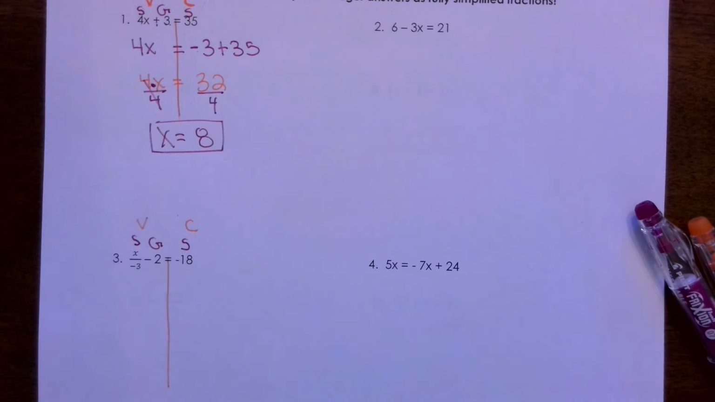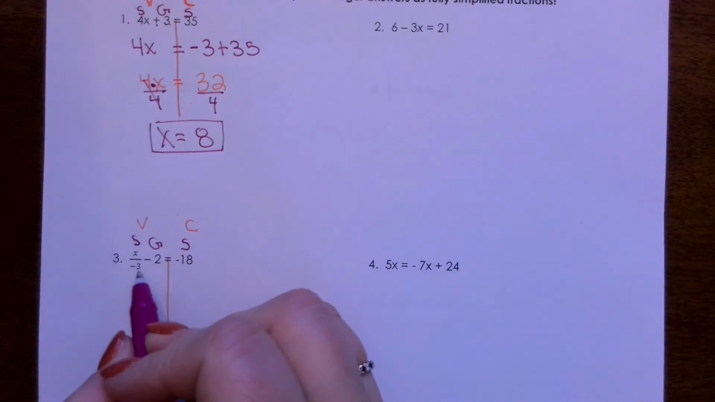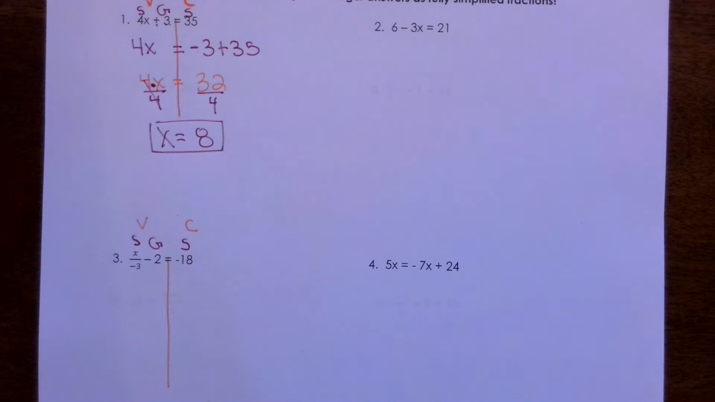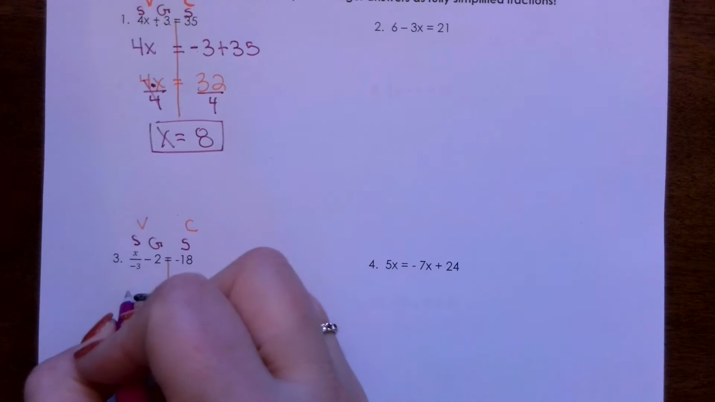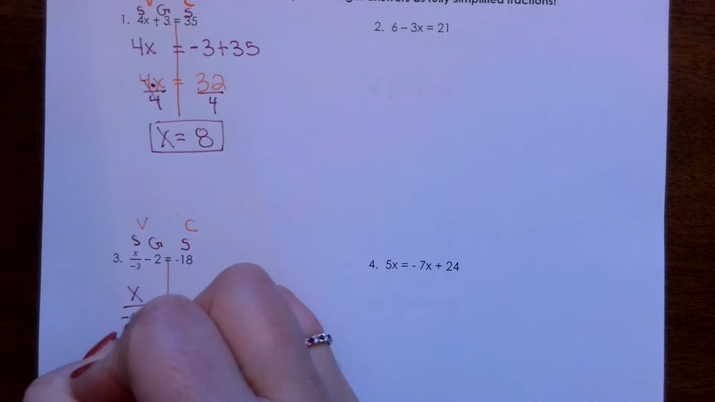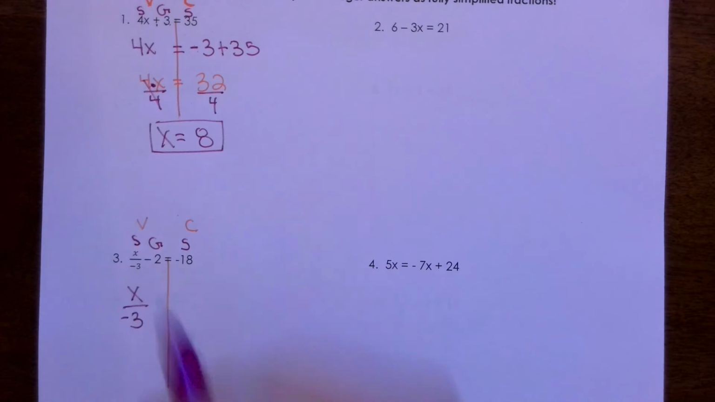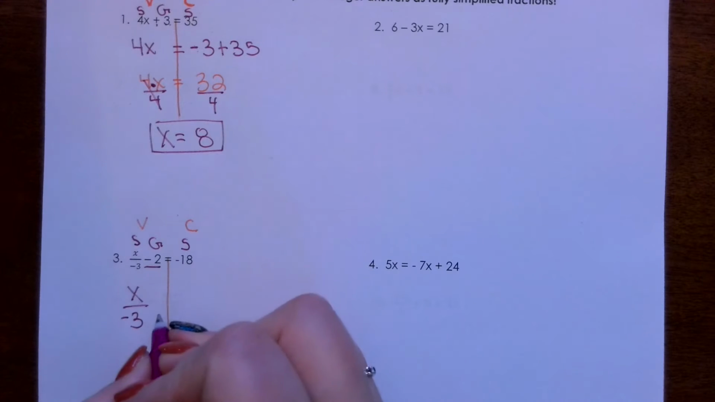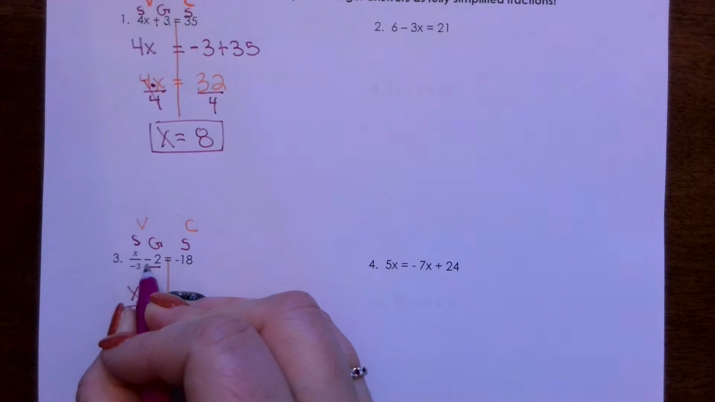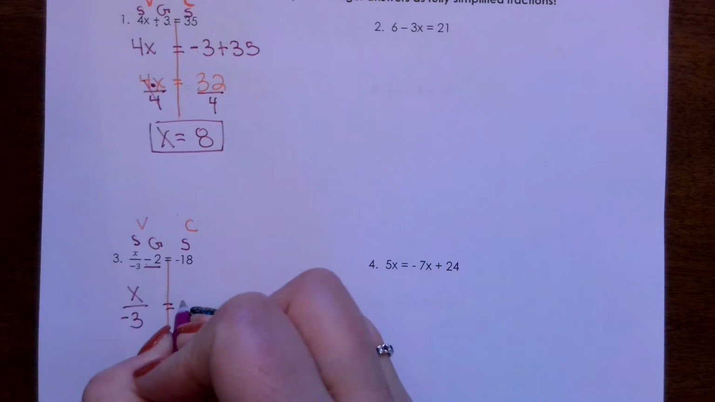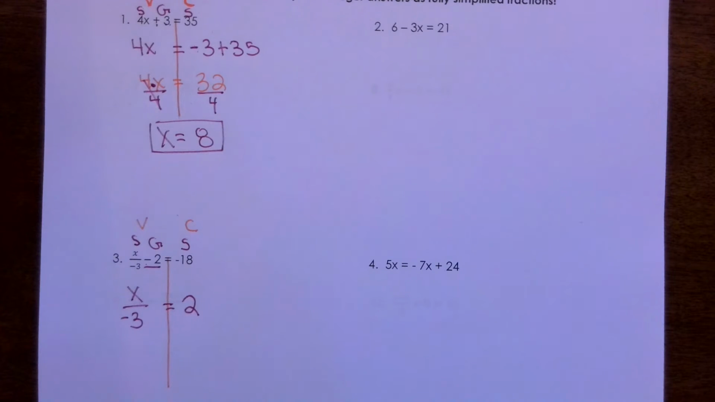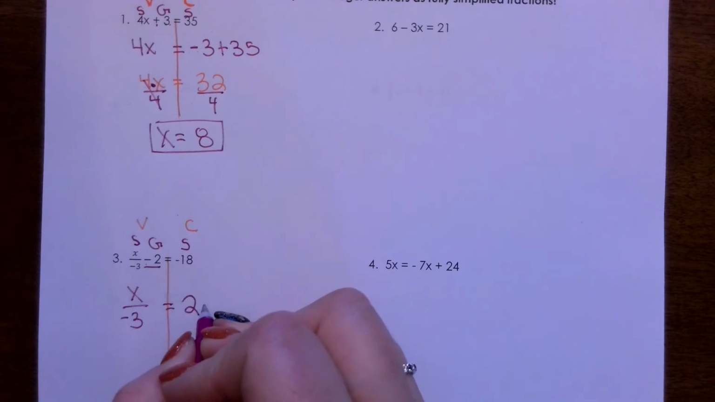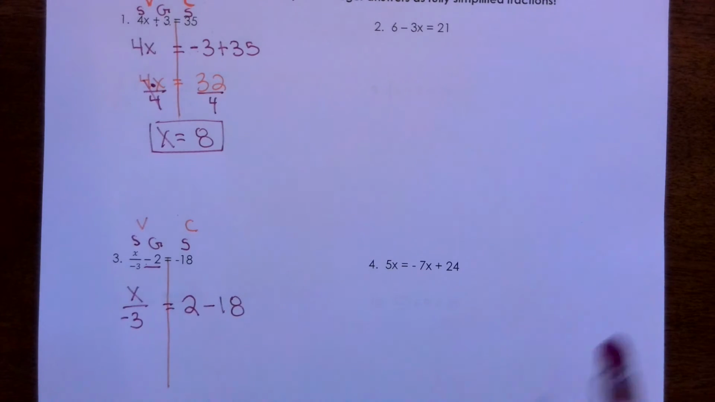Now I'm going to rewrite here. My x over negative 3 is going to stay. So it stays exactly the same, no sign change. X divided by negative 3. My minus 2 needs to go to the left. It's minus 2, so it changes to its opposite, a positive 2. And then negative 18 stays over here, so it does not change the sign. It will be negative 18.